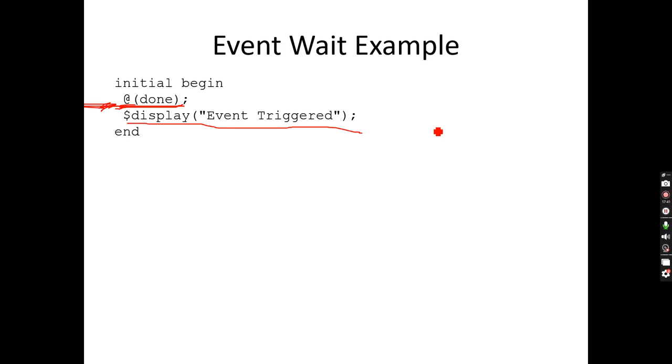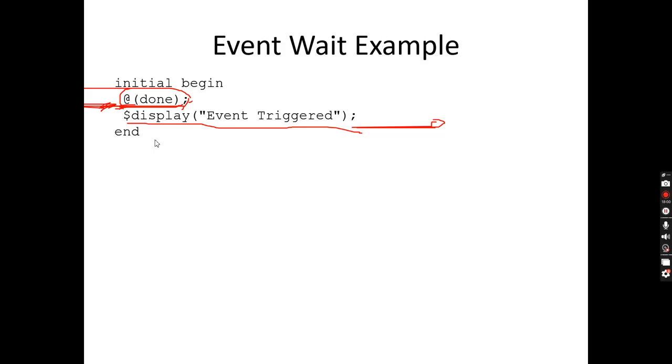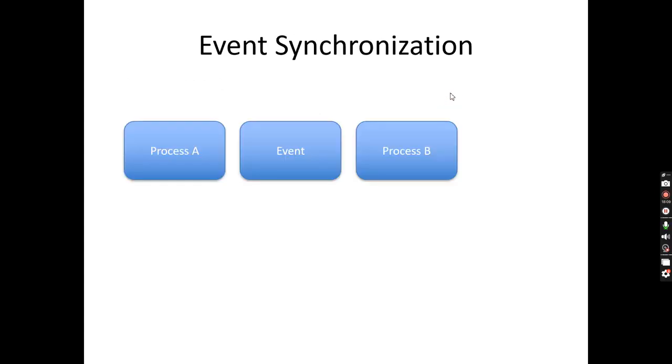Actually, this display should go at 0 nanoseconds. But since we are using waiting here, it will actually happen only after 10 delay. Why 10 delay? Because the event is triggered after 10 delay. So there is a sync between two initial blocks. That's why we are using triggering of events. This display will execute after 10 nanoseconds, whatever the delay you use there. So that's the purpose of events.